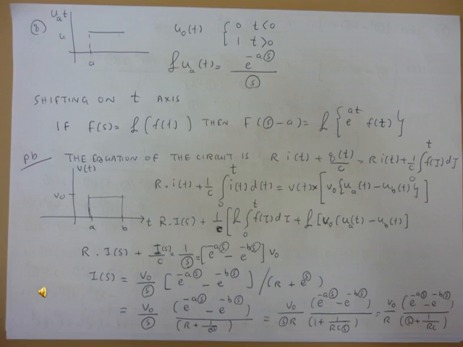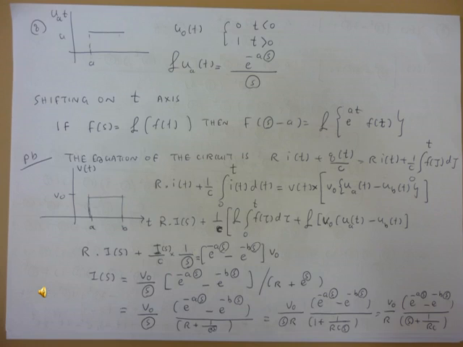The equation of the circuit is R i(t) plus q(t) divided by C, equal to R i(t) plus 1 by C integration 0 to t of i(τ) dτ. So this is the equation given. The unit step functions are between a and b, so the value is V0 between a and b. So the equation is R multiplied by i(t) plus 1 by C integration 0 to t of i(τ) dτ equal to V(t), which is V0 multiplied by the brackets U_a(t) minus U_b(t). So this is the function.